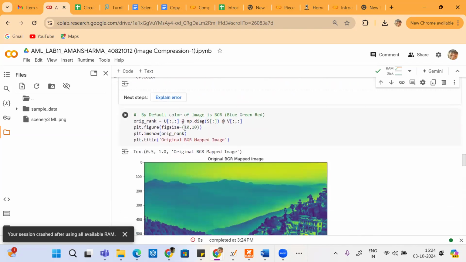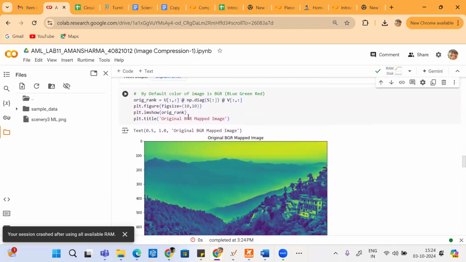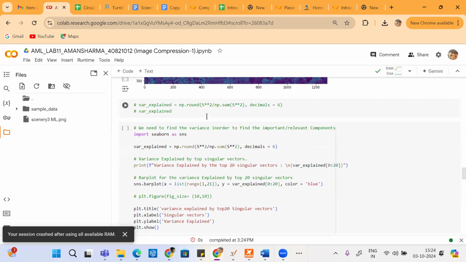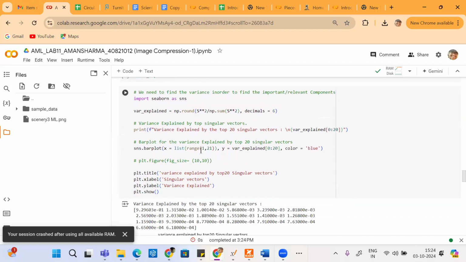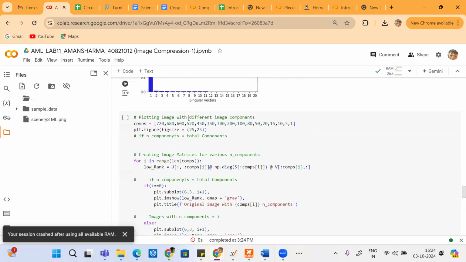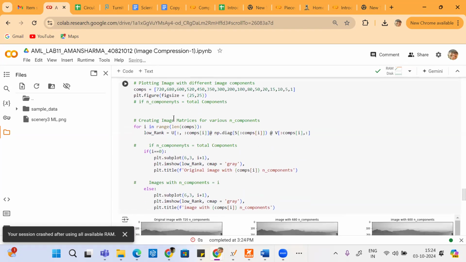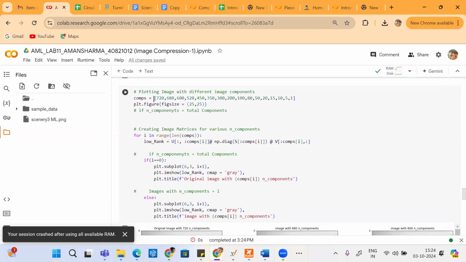I think it's not supporting some. Yeah, okay. So it's a Seaborn library where I'm checking the importance of components. So here is the main task. We are providing grayscale values for different components.